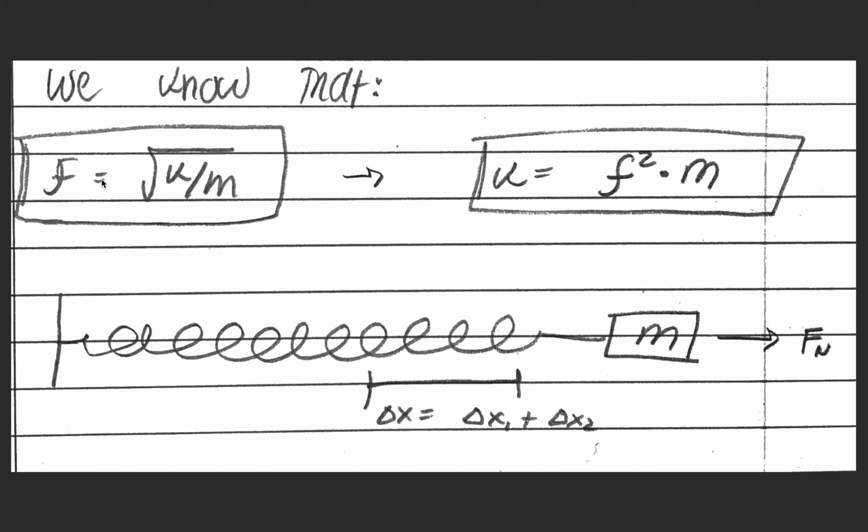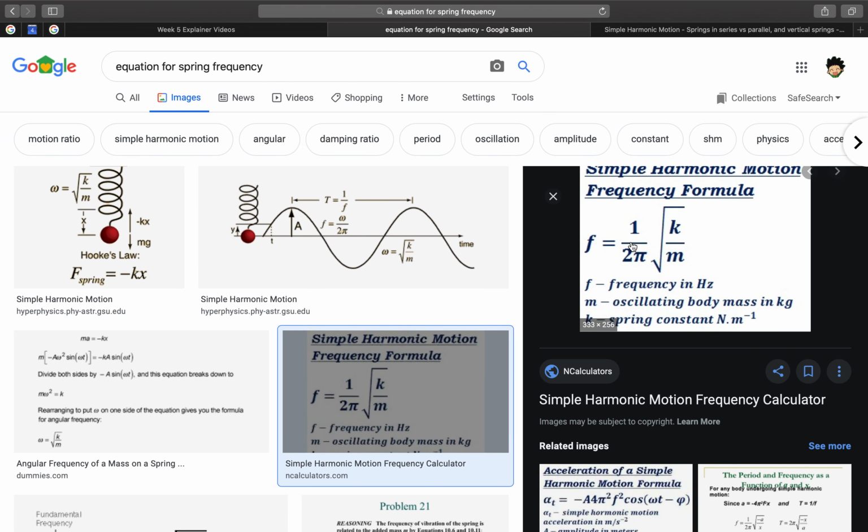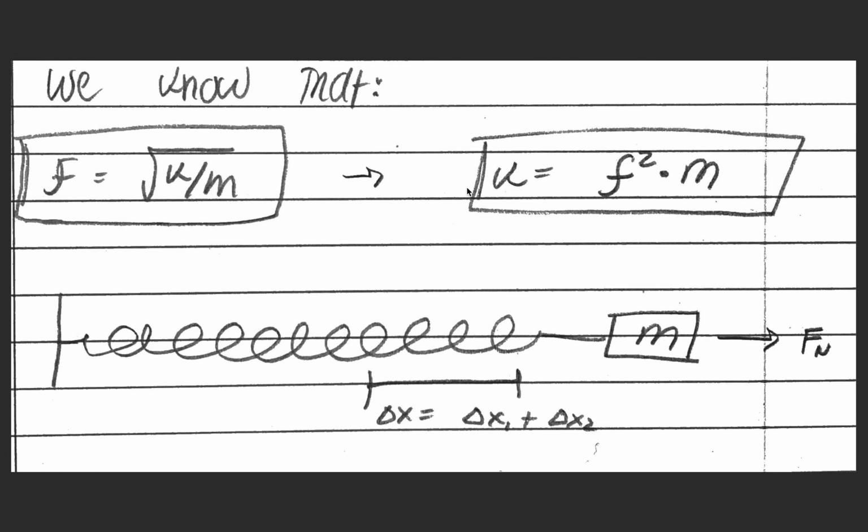So the frequency is equal to the square root of the spring constant divided by the mass. And I found that equation right here on Google Image. I used this one, and then this one is just a rewritten form of that, solved for K. Cool.